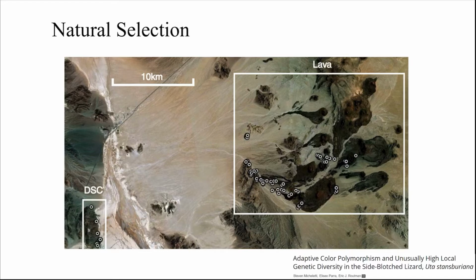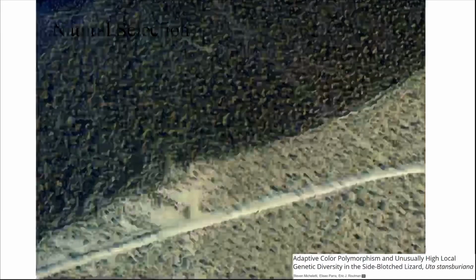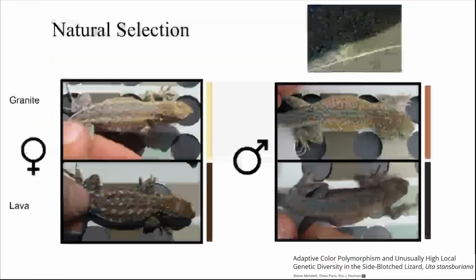You can see that around these extinct lava flows, there's very light alluvial sands. Here you can see the line defining the lava flow when it meets the alluvial sands. These side blotch lizards were captured both on the granite and on the lava flows.